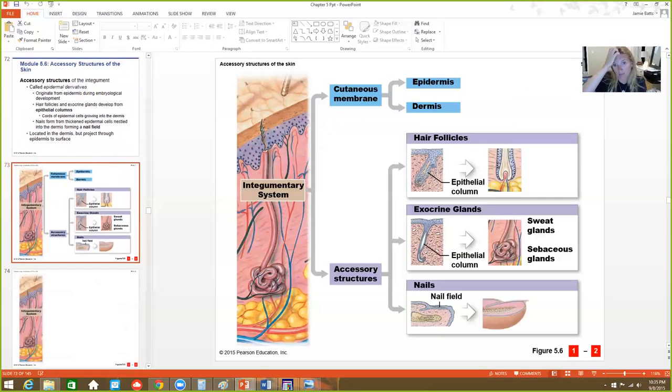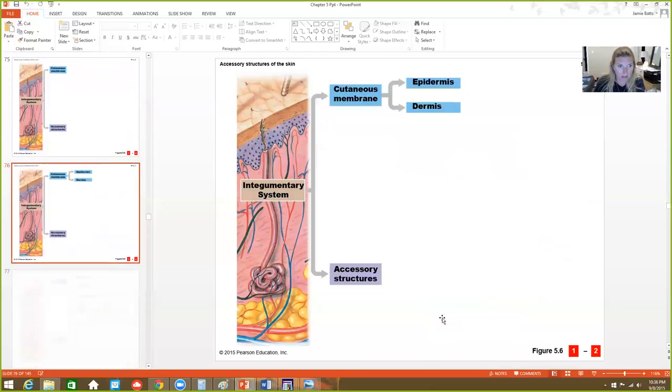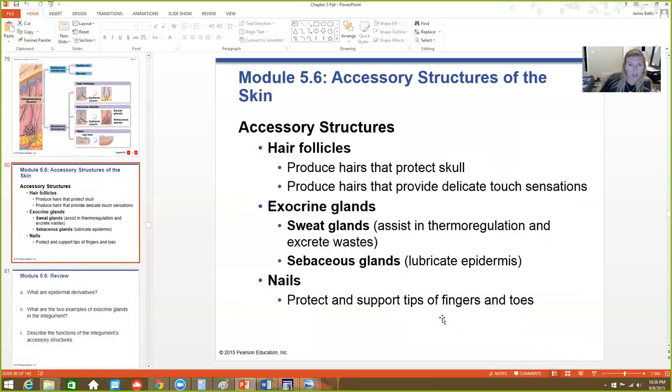So here you see, this is just showing you the derivatives and how it all comes about. Overall integumentary system, the cutaneous membrane we just talked about. Here we're getting into the accessory structures, hair follicles, exocrine glands, and nails, and how they originate. Skipping through this, all the same stuff, just broken down in individual images. So let's talk about hair follicles. Hair follicles produce hair.